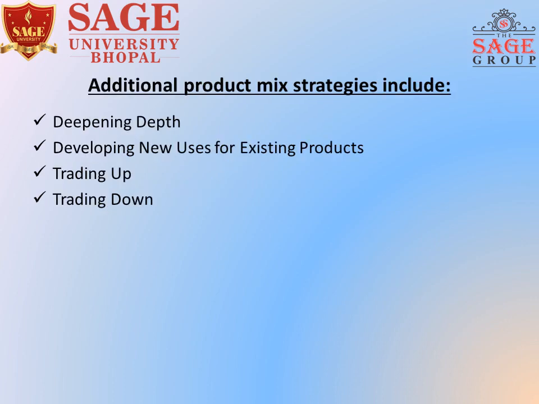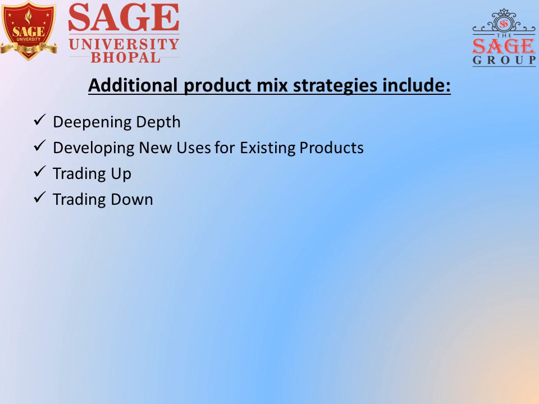What do you understand by the additional product mix strategies? First one is deepening depth. A company keeps existing lines but expands them. Second one is developing new users for existing products. A company finds and communicates with new users for current products without disturbing the line or product.